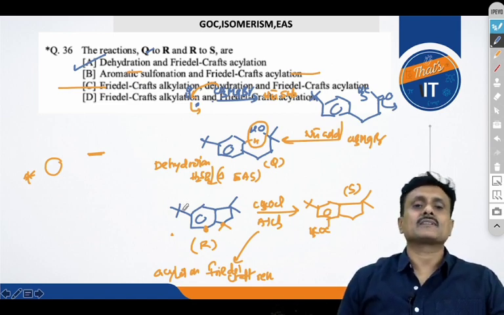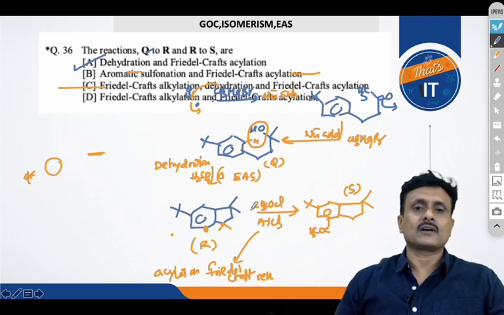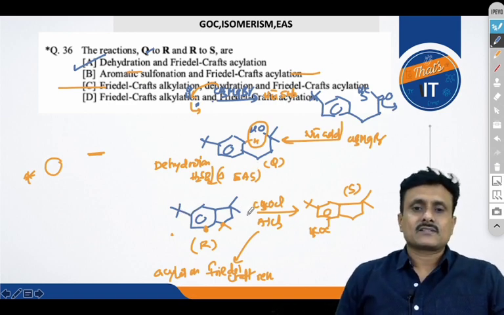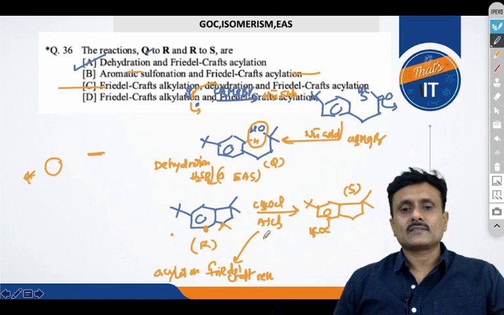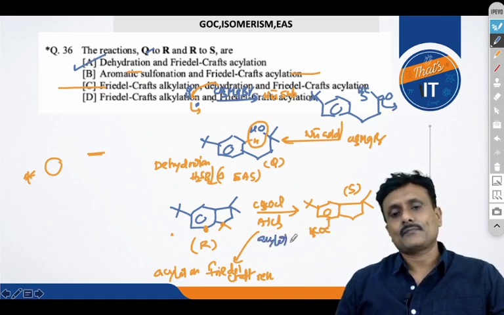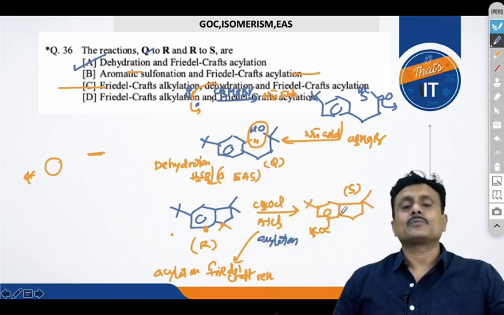So hope you understood the class, isn't it? You can see Q to R is the dehydration process and R to S is the acylation process. Alright, so hope you understood the session.